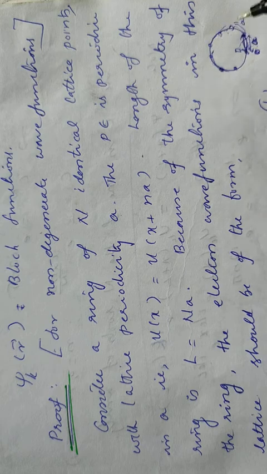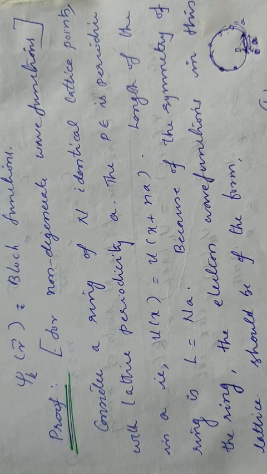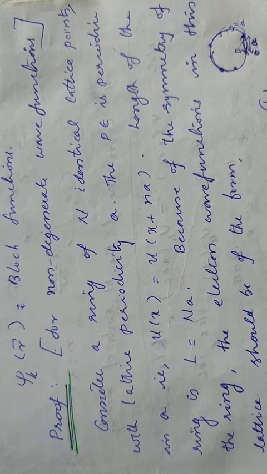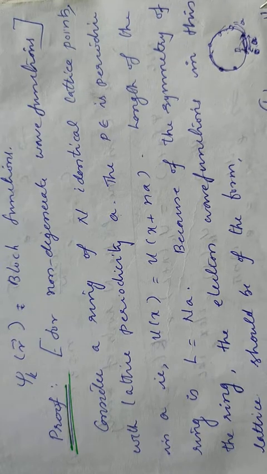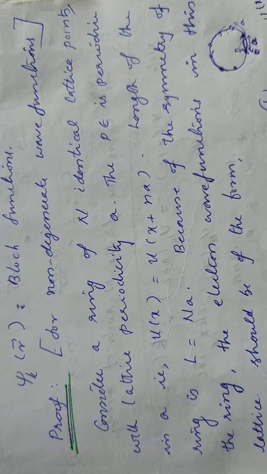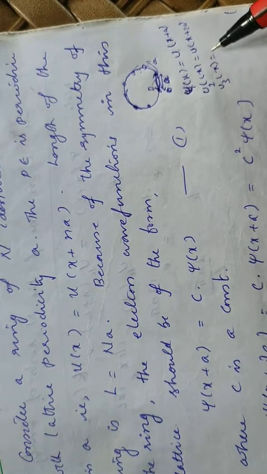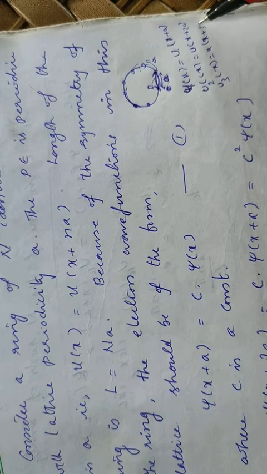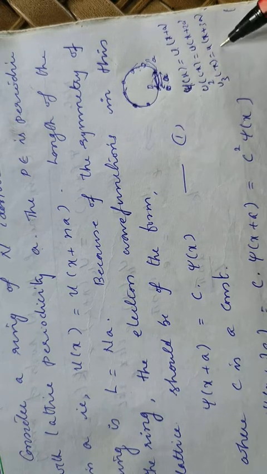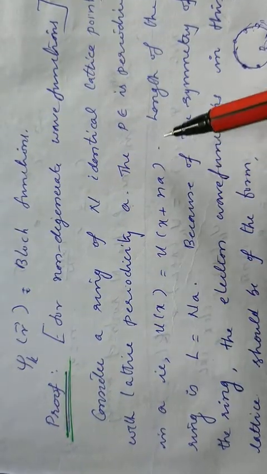Because for u1 of x equals u of x plus a, and u2 of x equals u of x plus 2a, and u3 of x equals u of x plus 3a, etc. That is why we can write it as u of x equals u of x plus n into a.